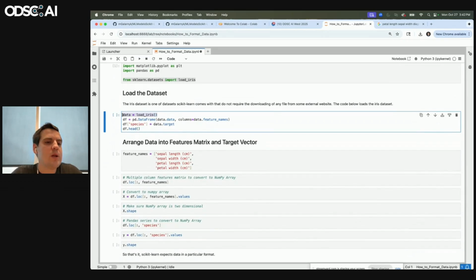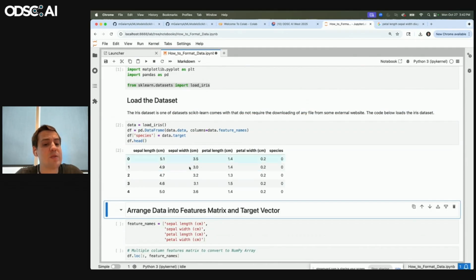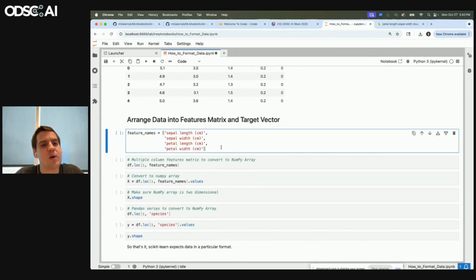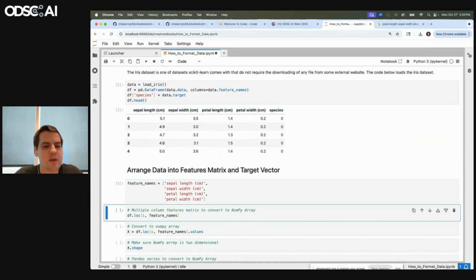So we're loading data into the Iris data set, we're putting it into a Pandas data frame, and then our target is going to go into the column called species. And this is going to be relatively simple. We have, of course, 4 features that we're going to use to predict the target, which is species.